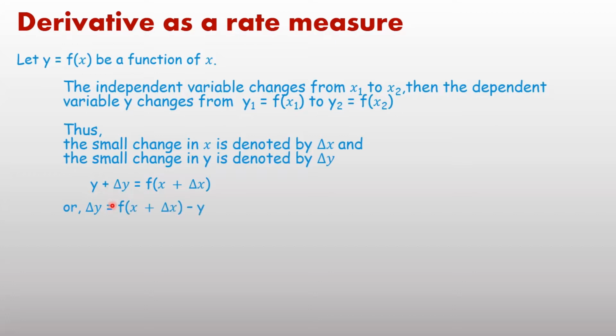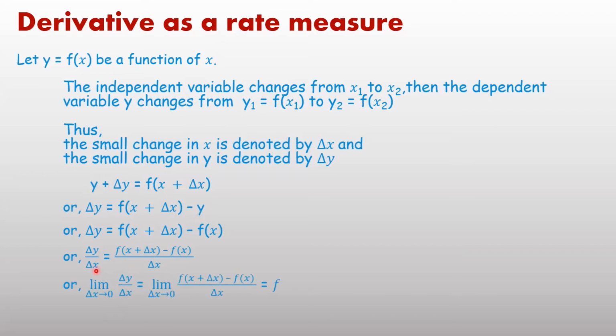Or delta y we can write as f(x plus delta x) minus f(x), divided by delta x, and then apply the limit as delta x tends to 0. Delta x means a very small change in the value of x. Then we can write this as f dash x, that is dy by dx. dy by dx means the rate of change of y with respect to x if there is a very small change in x.